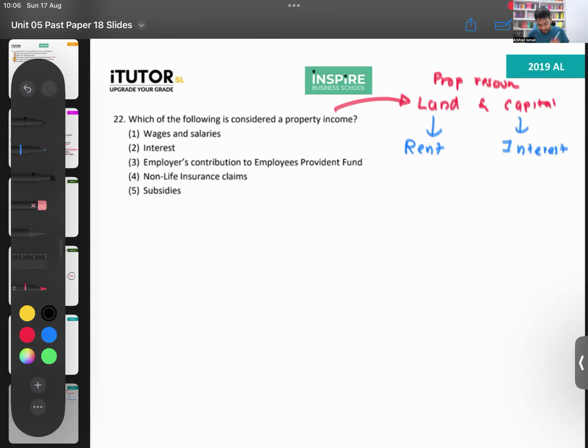So then which one is your answer? Which of the following is considered as a property income? Wages and salaries? No, that is for labor. Labor is not property. Interest? Yes. Interest is the return for capital. Could be. EPF, ETF, non-insurance claims, subsidies? No, none of those. So answer number.